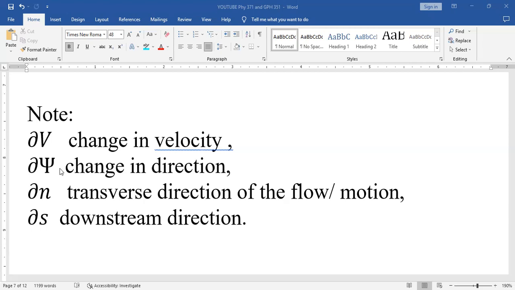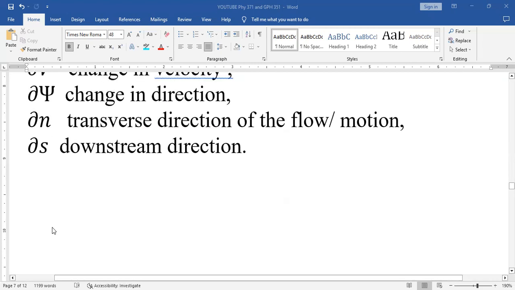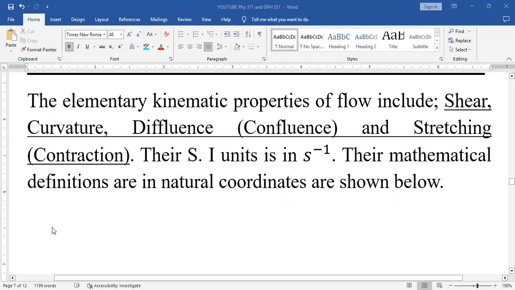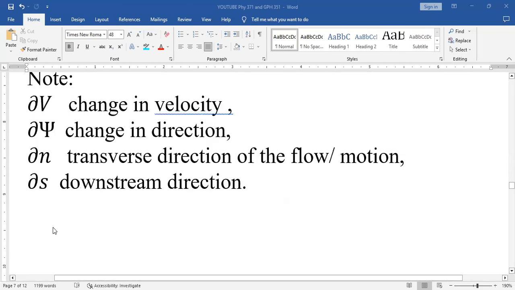When you see the dpsi over the dn, we will be referring to the change in direction in the transverse direction of the flow. Then where you see the dpsi over the ds is the change in direction in the downstream direction. So that is the combination we are going to use in order to define these properties of flow, elementary kinematic properties of flow. Okay, let's go down to the table.